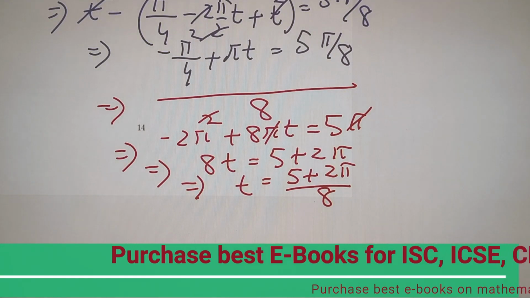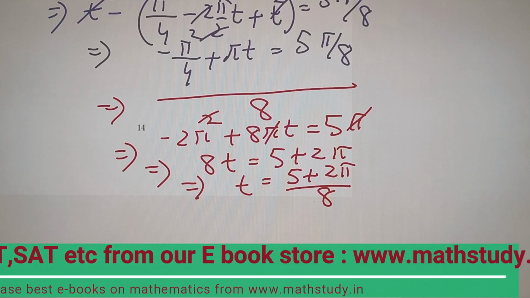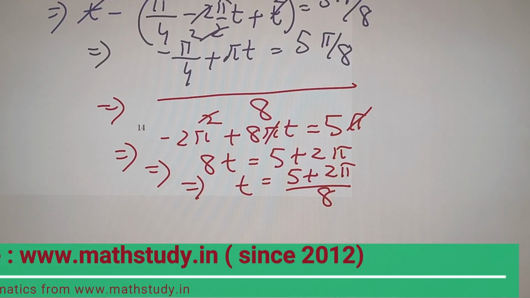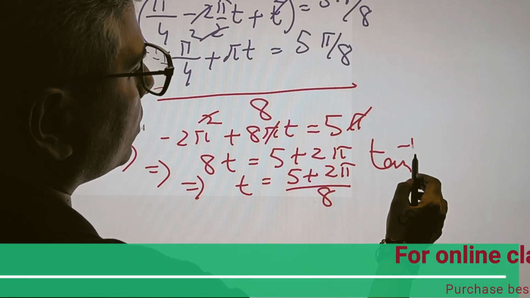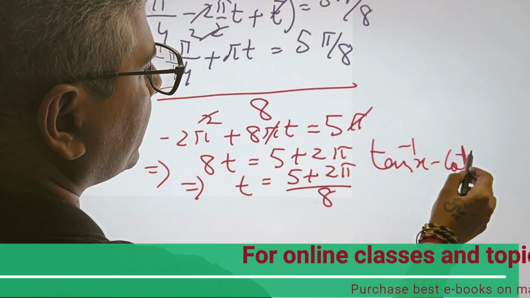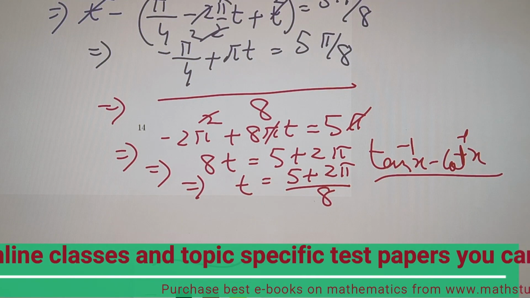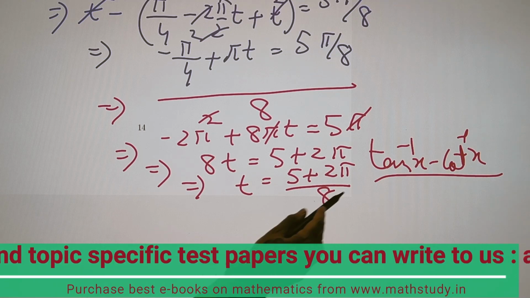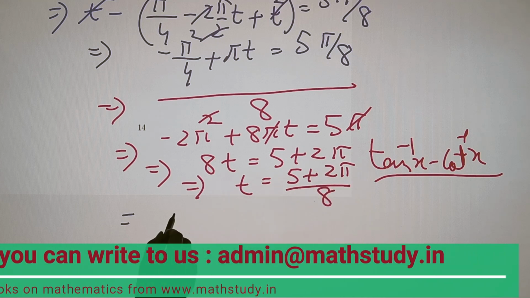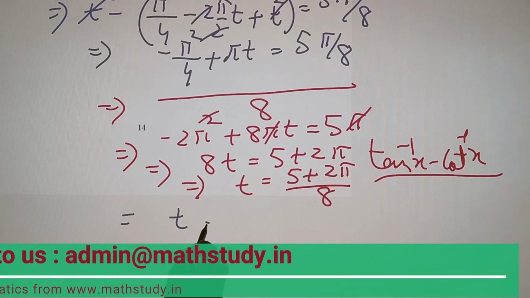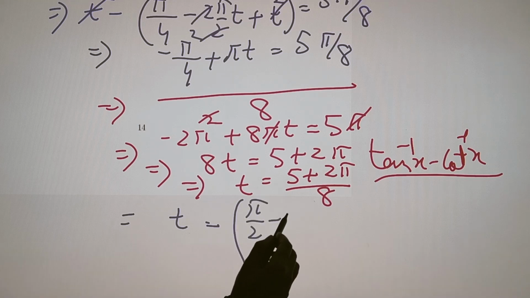So we are getting the value of t, and t was tan inverse x here. Now as per the question, basically we have to find out the value of tan inverse x minus cot inverse x here. So simply we can substitute these values in this question. So this is equal to tan inverse x is nothing but t, and t minus cot inverse x was what? Pi by 2 minus t.